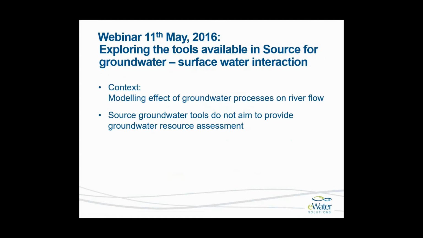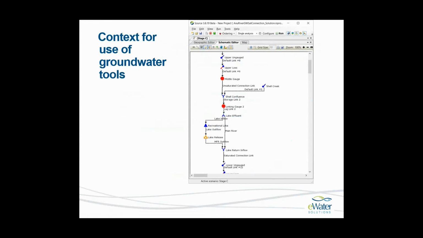And in that regard, if you have a model, say like this one here, for a small river system, there might be several links within this model which you think have significant interaction with the groundwater system at the link. What we're explaining today is how you can represent those sorts of interactions with the groundwater system.